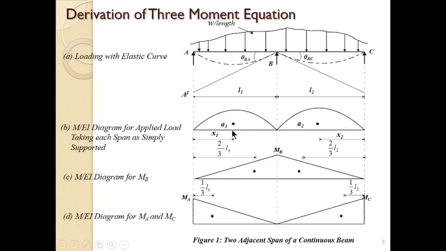If you look at this, this is a centroid. The distance between the centroid of that moment diagram to the external support is x1. For this one it is x2.